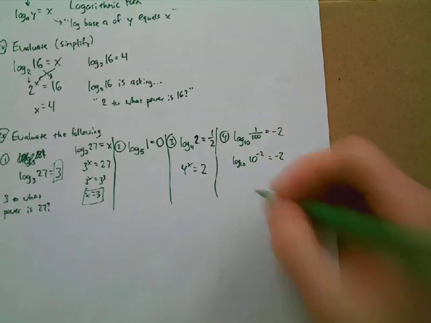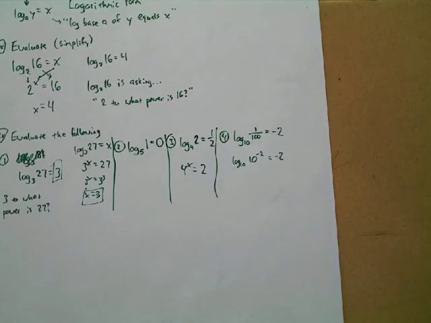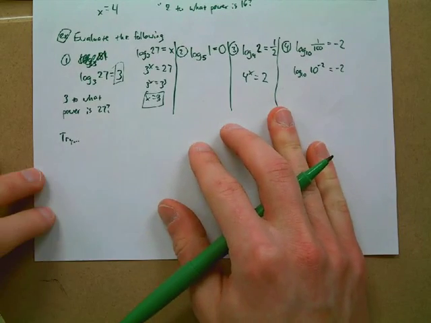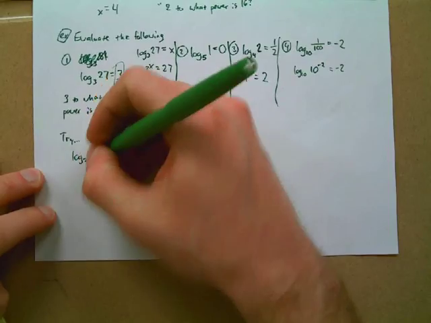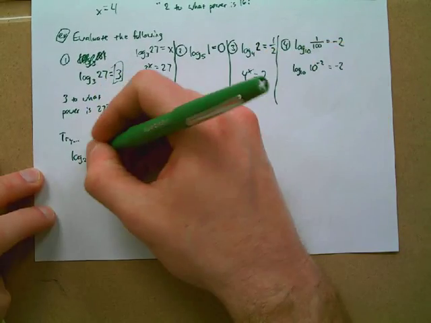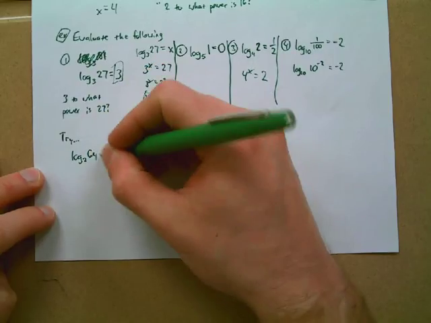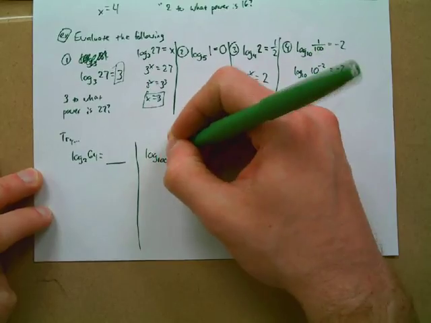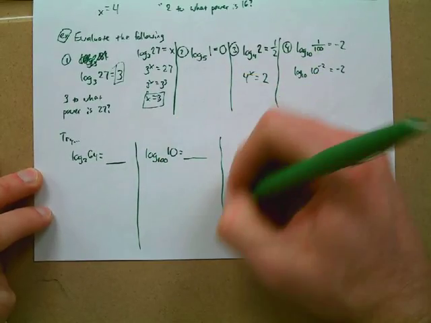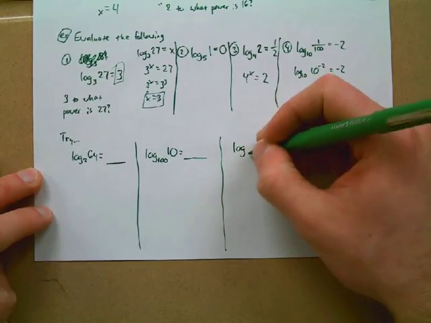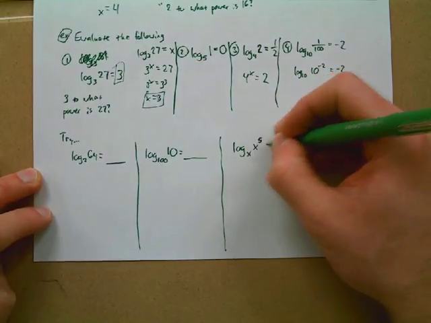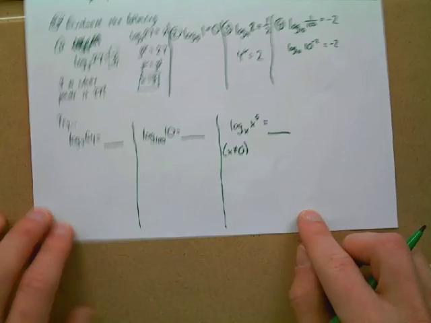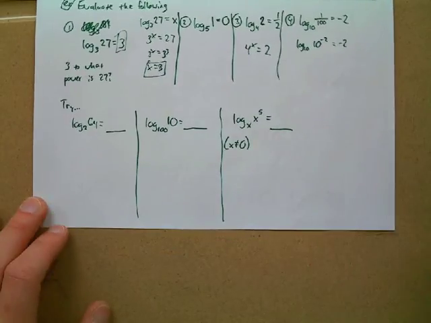All right, so here, you guys try some. Same thing, evaluate. How about log base 2 of 64, log base 100 of 10, and log base x of x to the 5th. And I'm going to specify that x is not equal to 0 in that case. Okay, so go ahead, take a second or two, and answer those.